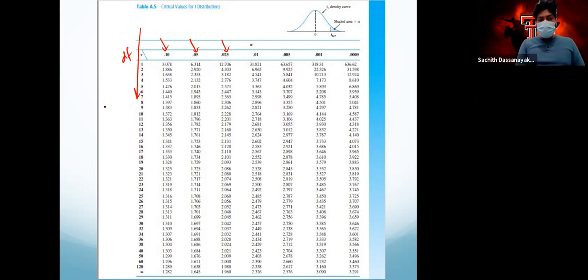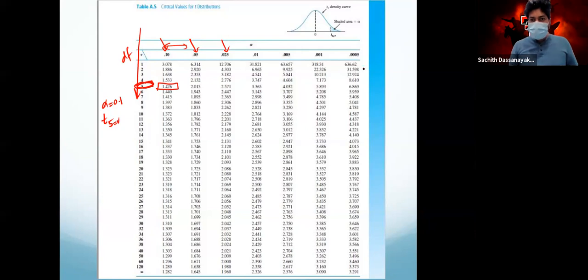For an example, let's say alpha equals 0.1 and I need to find T5. T5 means degree of freedom is 5. Just consider this V, degree of freedom. So 5 is here. Where is 0.1? 0.1 you can find from here. So the value is 1.476. But it is not a probability value. It is a t value.